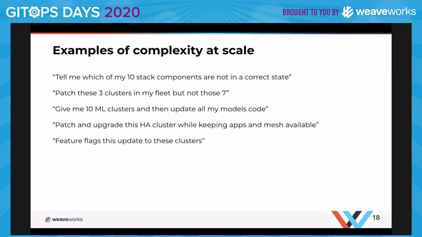These are some examples that I came up with to show this complexity and what it can do to you. It's not just about one cluster anymore. Tell me which of my 10 components on my stack are not in the correct state. Is my Prometheus in the right state? Is my Grafana dashboard in the right state? Is my Helm in the right state? What if I'm doing patches and I want to patch these three clusters in my fleet, but not those ones? Or what if I want these environments right now for machine learning, and then I want to update the models before I start coding. Or I want to do upgrades, but keep available at the same time. Or I'm doing feature flags. All of these are examples of complex changes where just using CI or doing it manually is going to be risky. Let's go on. Next slide, please.